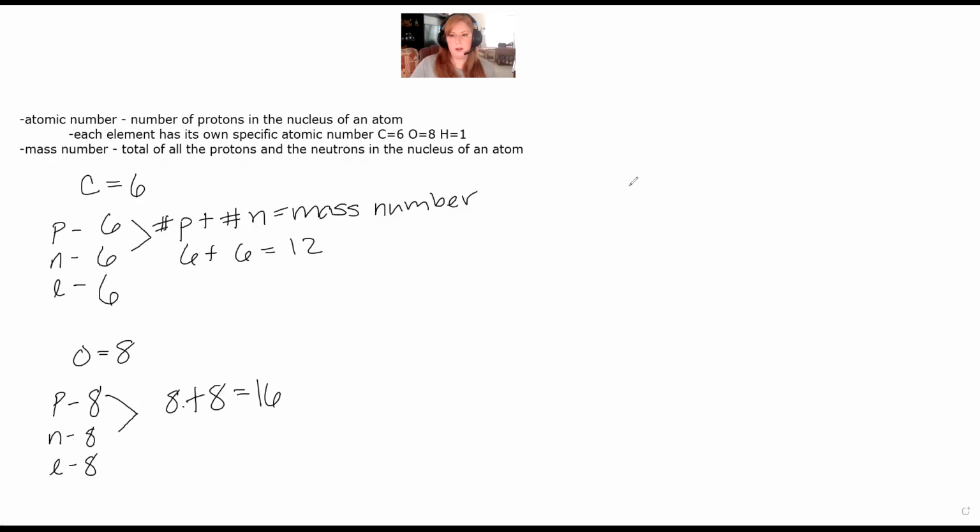Let's do sodium, which is Na. Sodium has an atomic number of 11. Protons, neutrons, electrons, you know the drill. How many protons in sodium? 11. Neutrons? 11. Electrons? 11. Mass number? 11 plus 11 is 22. Okay, kind of get how that works. So that's the mass number.